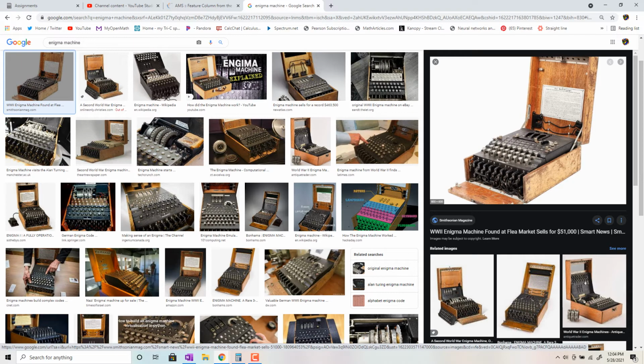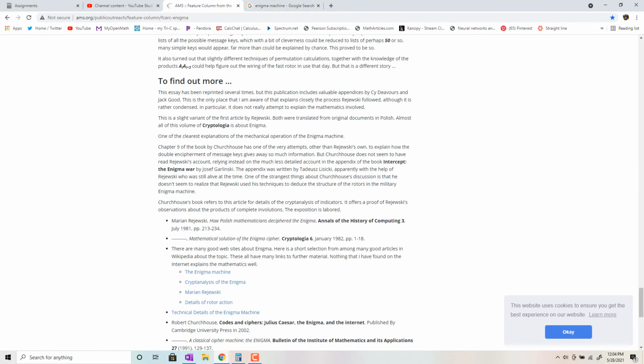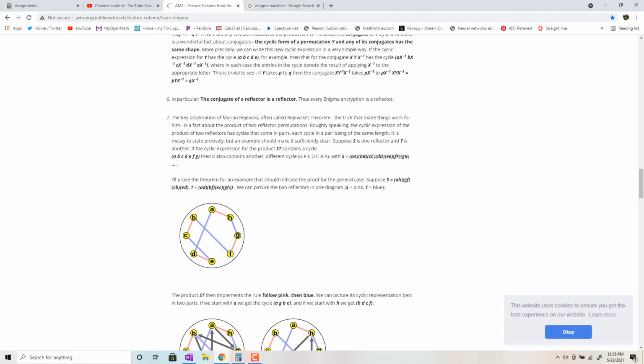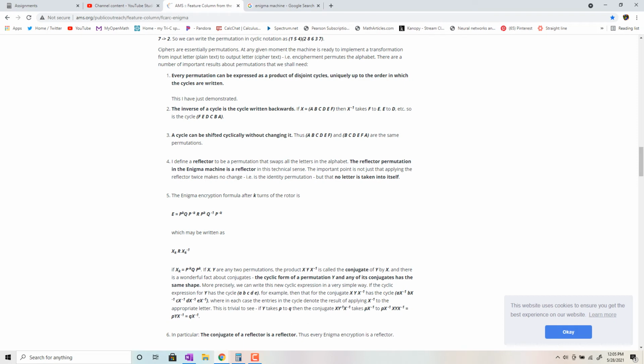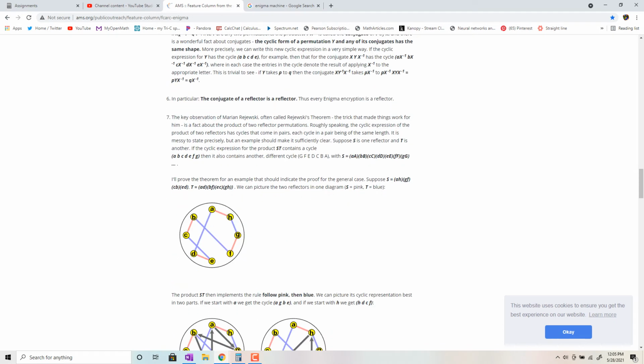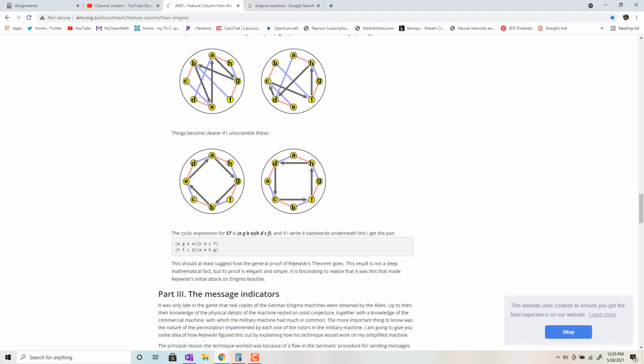It would change position, and then there would be this electrical output, and it would output a different letter based off of the connections in the rotors. Okay. And the Polish were the first people to kind of figure out ways of decrypting all this stuff using something called abstract algebra.